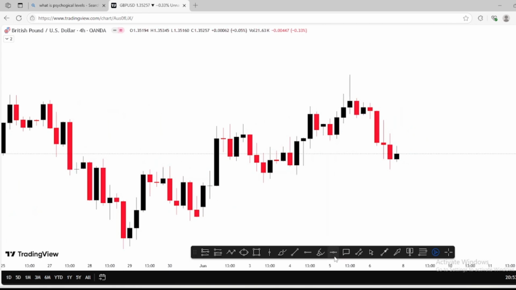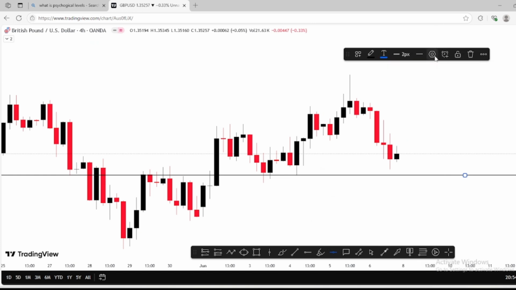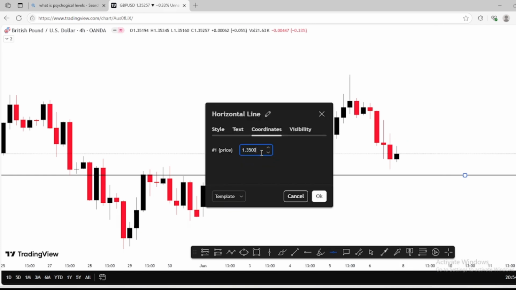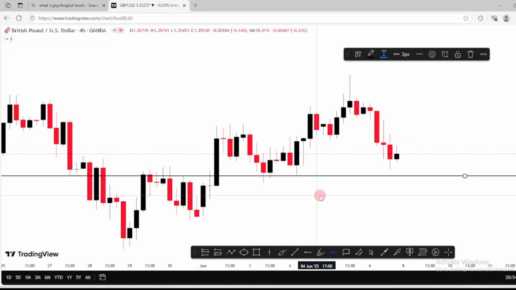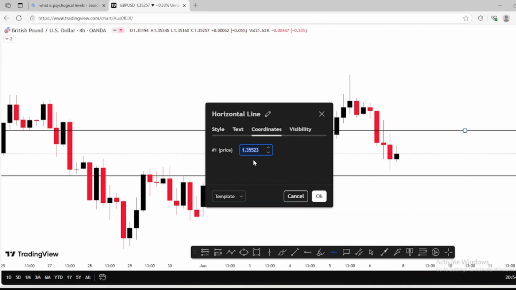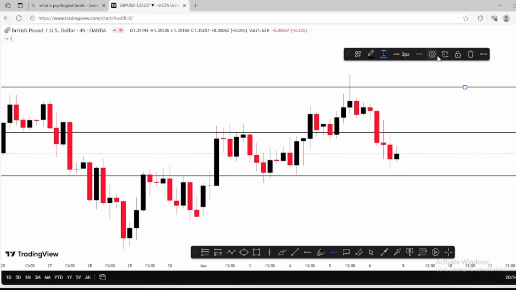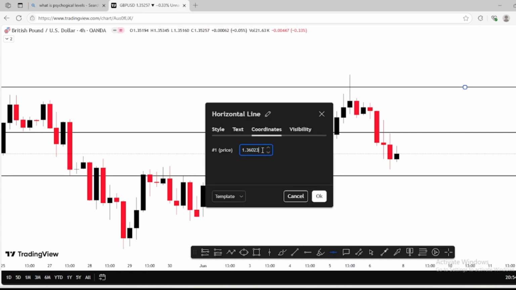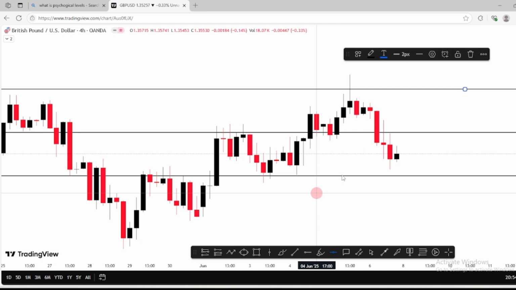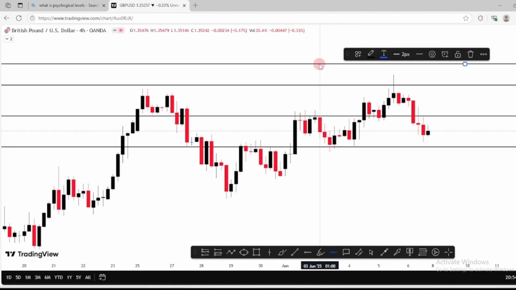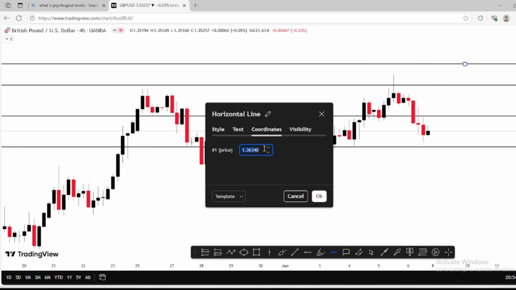You take your horizontal tool and put it on the screen, tap on it, and then change the value in it. I'm going to make it 0. So this is it. We have 1.35000. You're going to be adding 50 to it, because those are the zones that price is likely to react to multiple times. So I'm adding 50 to it, making 1.35500. Adding another 50 to it, making 1.3600. Adding another 50, making 1.3650.